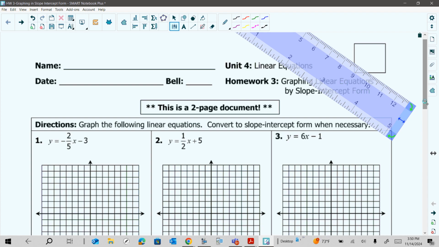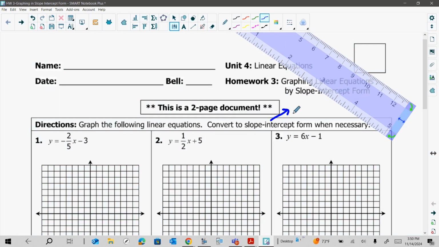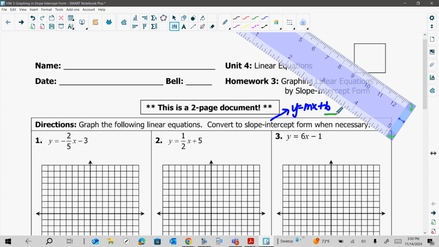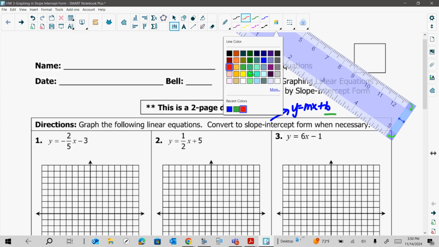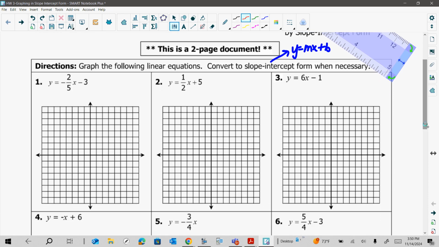Now slope-intercept form is when we have y equals mx plus b. The parts we have to use are, we always do the b first, and then we also use our m, our slope, to graph additional points. All right, so on our problem, let's look at number 1.